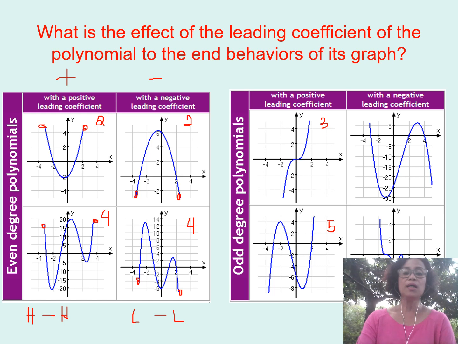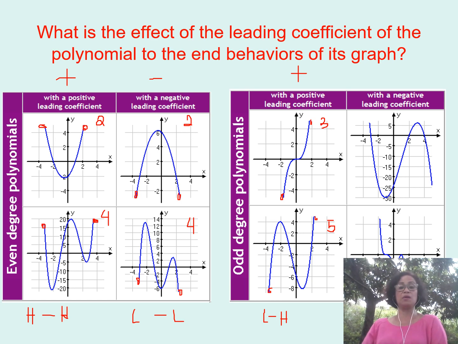Okay, in this column, the leading coefficient is positive. So let's check. When it's positive, it starts with low, then it ends with high. It starts with low, then it ends with high. So it's a low, high end behavior.